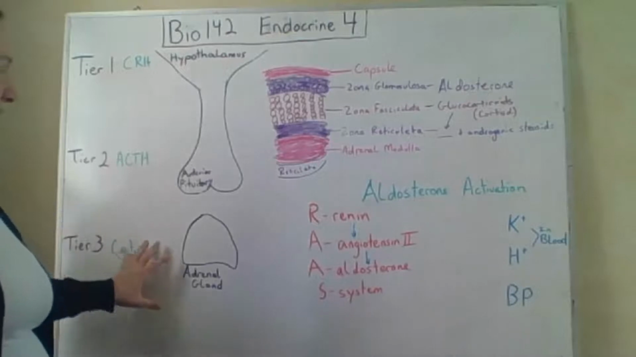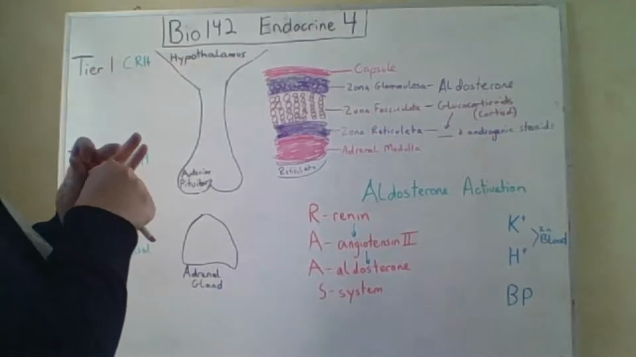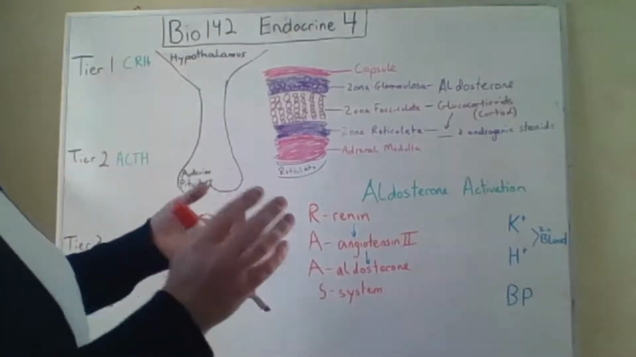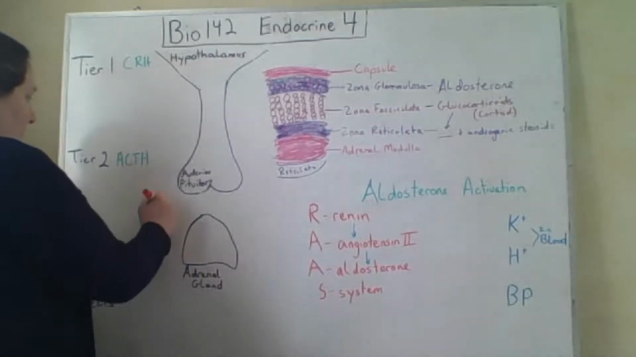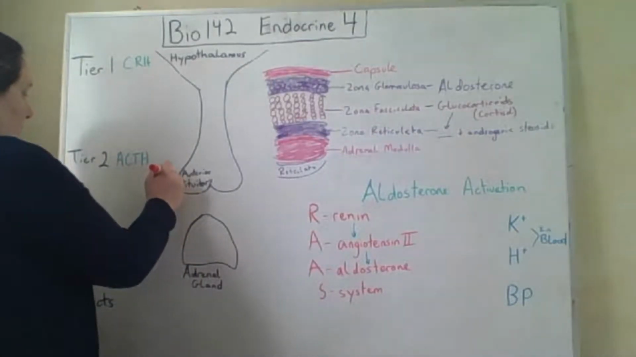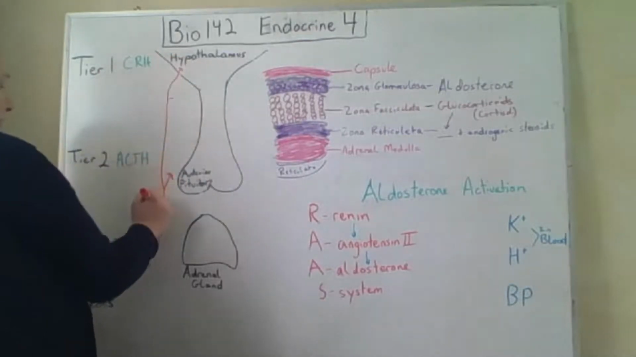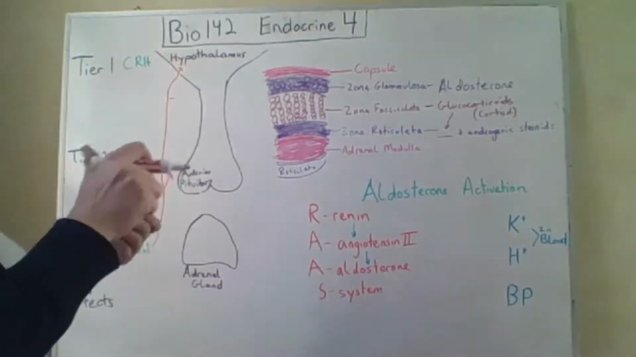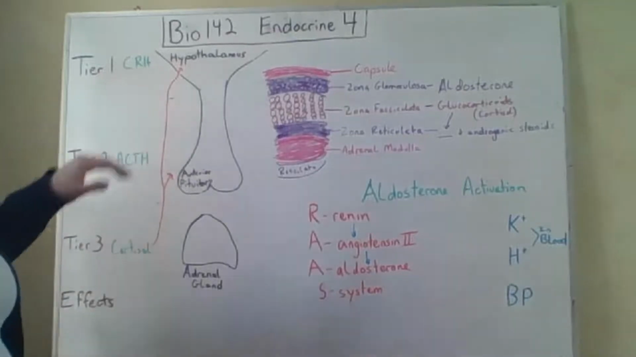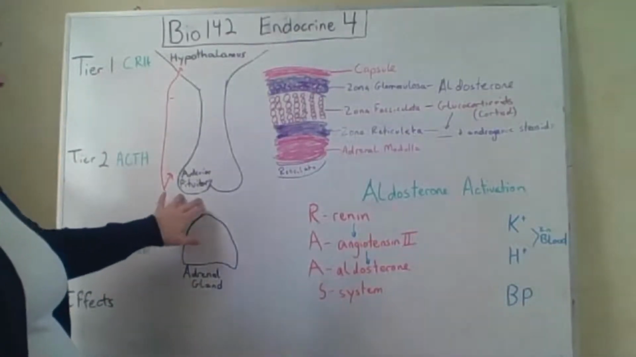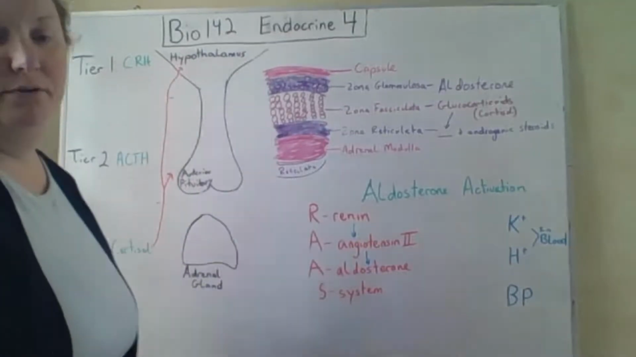And you're going to have a negative feedback here. So you're going to have cortisol providing negative feedback to the anterior pituitary and the hypothalamus. Does that make sense? Same concept as before. Cortisol, negative feedback to anterior pituitary, hypothalamus. Alrighty.